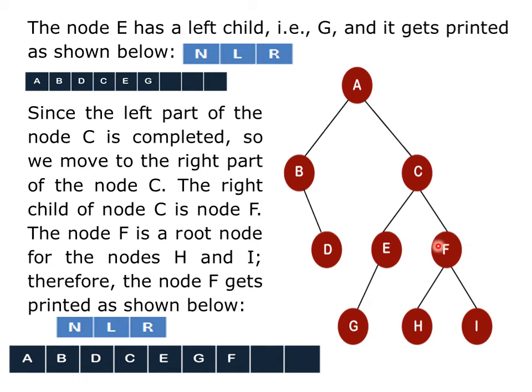The right child of the node C is what? Here it is F. Now the node F is a root node for which nodes? H and I. That is, it is a parent node for H and I. Therefore, F will get printed. The node F is printed as shown below. Here you can observe, I have written N, L, R form.